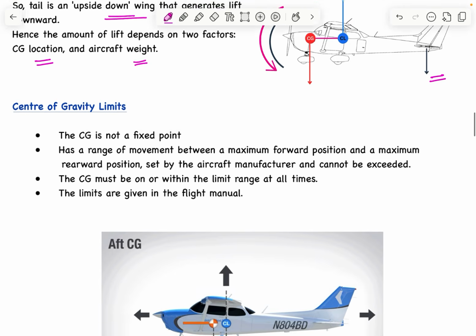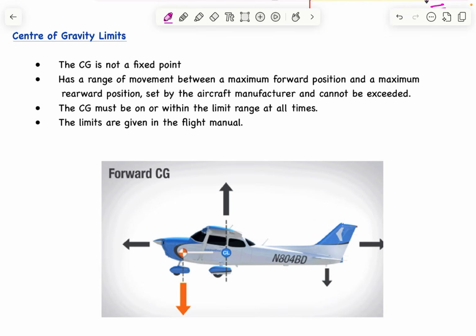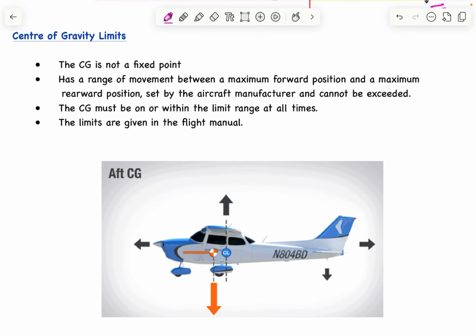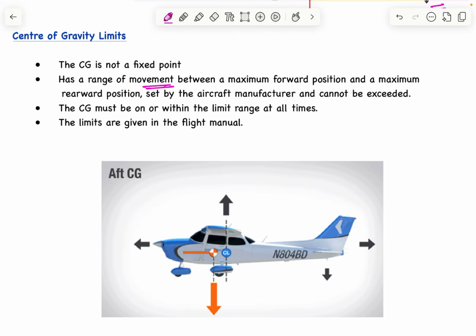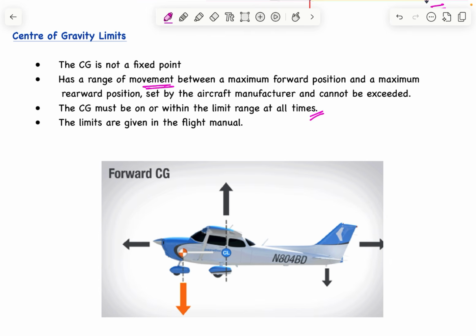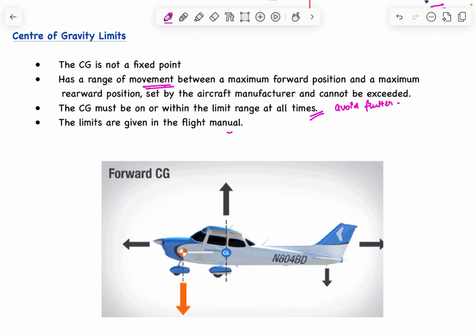Now, center of gravity limits. The CG is not a fixed point. As you can see within this video, it is moving from a forward position to an aft position. It has a range of movement. And it must always be within the limit during a flight so as to avoid any flutter. The CG limits are set by the aircraft manufacturer and are provided in the flight manual of the aircraft.